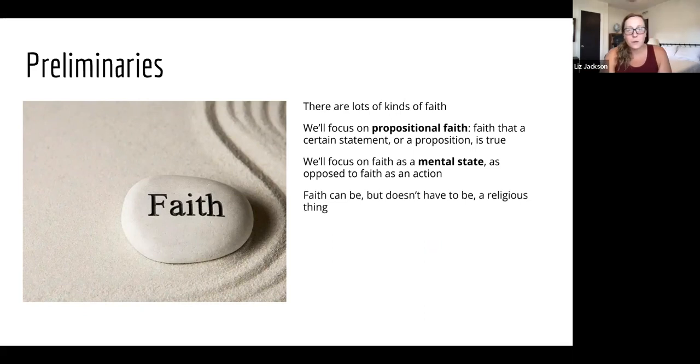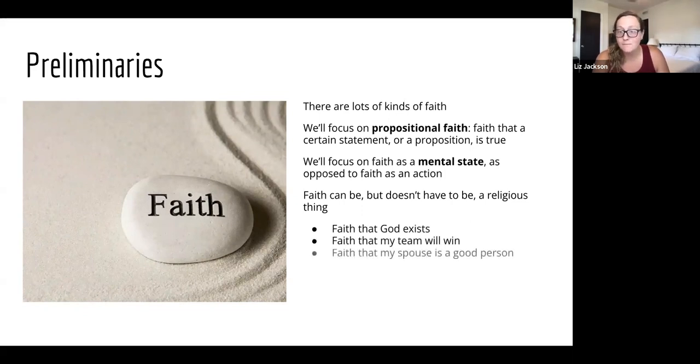The final thing I want to note, I think is important, is that faith can be a religious thing. When a lot of people hear the word faith, they think about religious faith, faith in God, or faith that God exists, or faith in certain religious doctrines. But it doesn't have to be. Like I said, we could have faith that God exists, but we could also have faith that my team will win the game tonight, faith that my spouse is a good person.